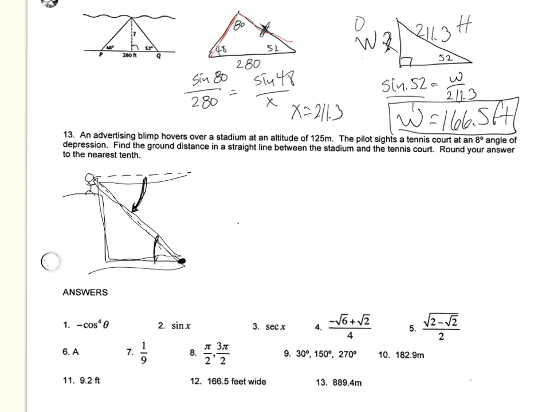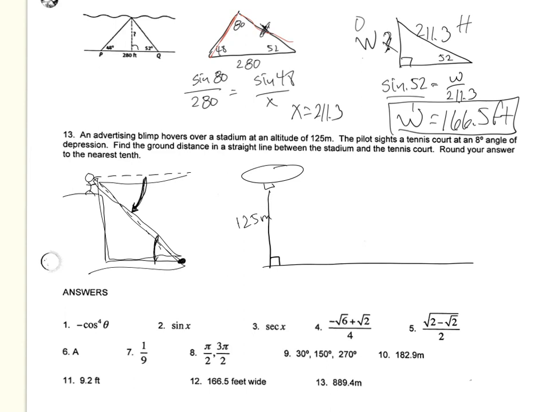We've got this blimp. It's hovering over a stadium. Altitude is always perpendicular to the ground. That's how airplanes work, everything. The altimeter just automatically finds a point perpendicular beneath it. So this is 125 meters. And that's your right angle. It is a right angle.